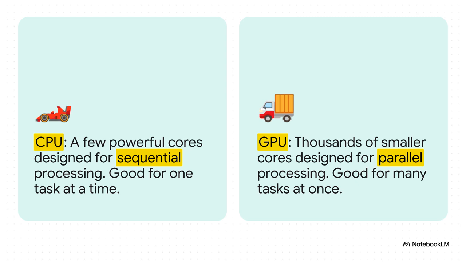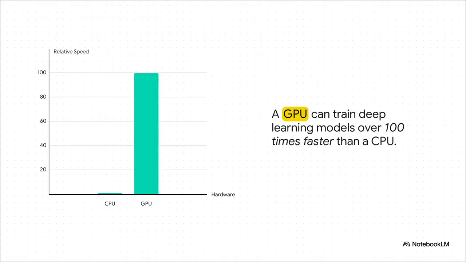A GPU, on the other hand, is more like a massive fleet of delivery trucks. It has thousands of smaller cores. It can't do any single task as fast as the race car, but it can do thousands of things all at once. And here's why that difference is just so critical. Training a model like BERT means doing millions and millions of calculations that can all be done at the same time. It's a perfect job for a GPU's parallel power. A training job that could take weeks on a CPU can be done in just a few hours on a GPU. So for this kind of deep learning, a GPU isn't just a nice-to-have, it's basically a requirement.